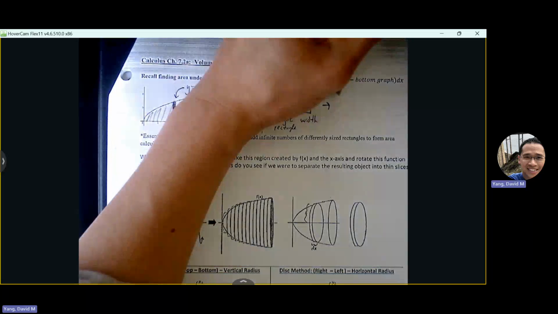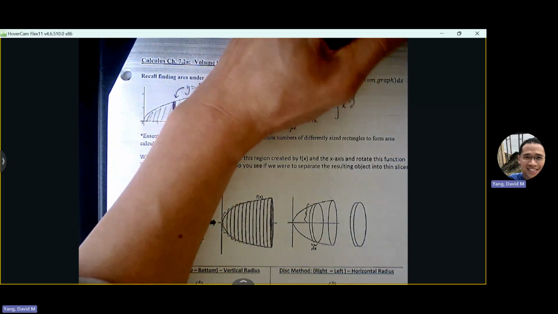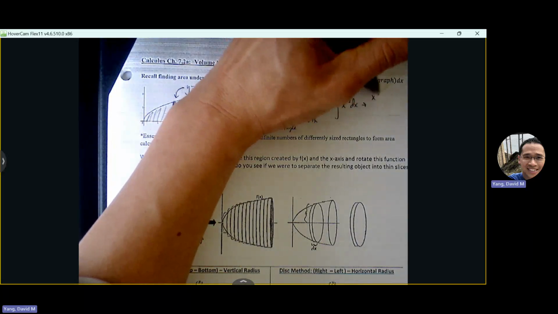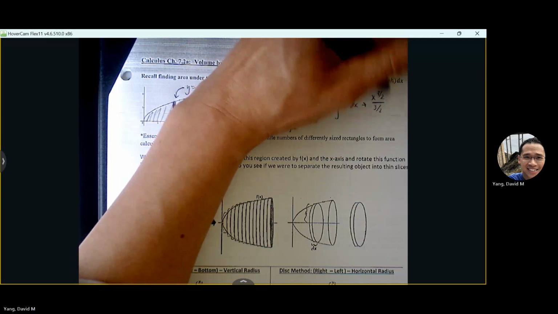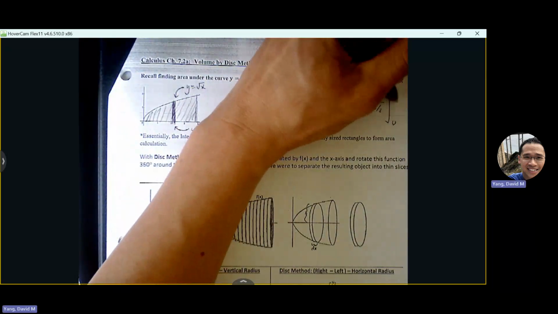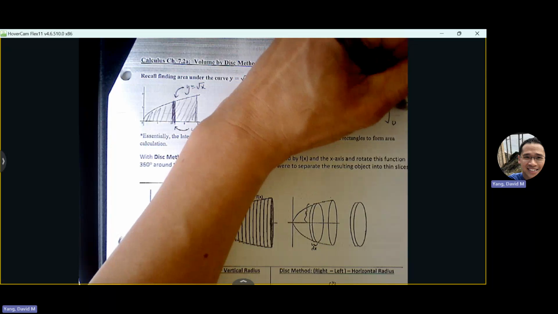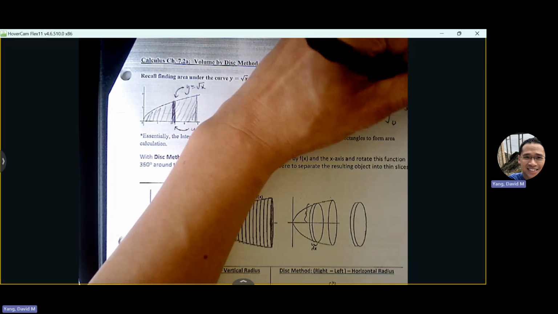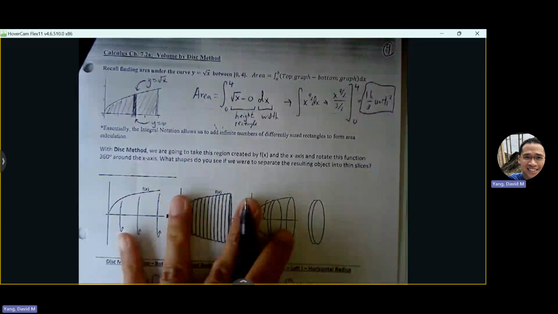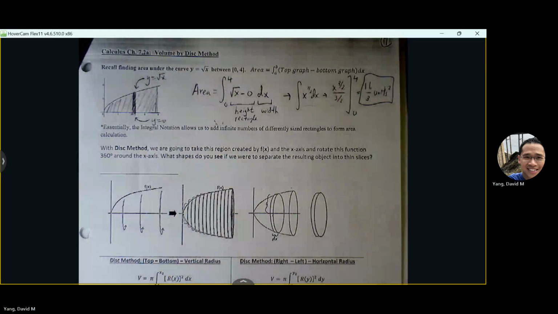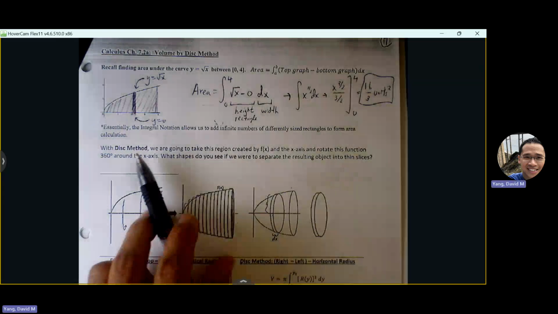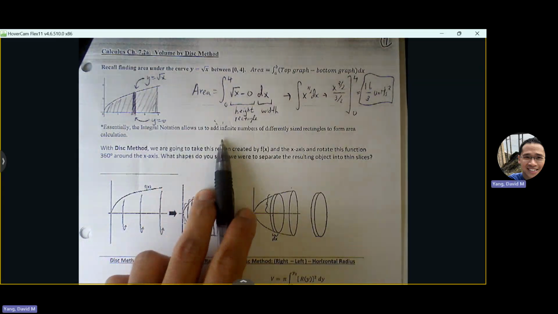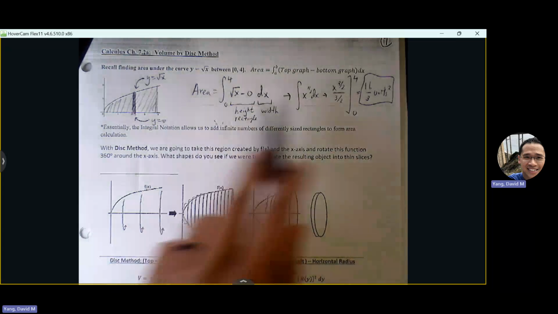And if we were to work this out here, this ends up integral of 1/2 dx. We go through power rule, plug in upper and lower bound, and this gets us all the way to 16 over 3. And we say units squared because this is an area formula. So this integral notation allows us to add infinite numbers of differently sized rectangles to form the exact area calculation.